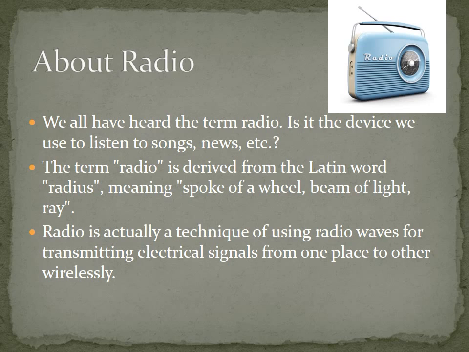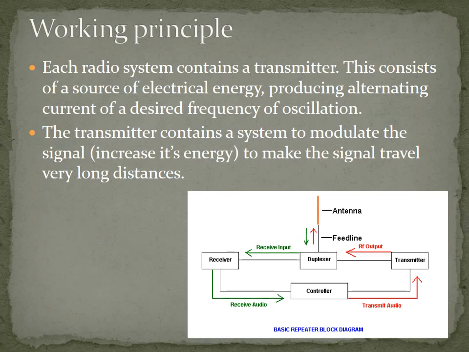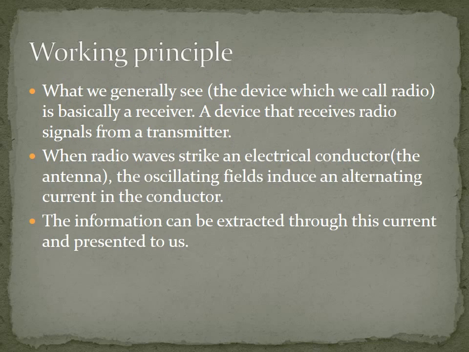Radio is a technology which uses radio waves and modulates them accordingly so that these waves can be used to transmit information from one place to another wirelessly. Radio technology uses a transmitter and a receiver for functioning. Transmitter is a source which produces electrical energy and converts it into a signal containing information of desired frequency and then modulates it for transmitting to the receiver. What we call radio is the receiver.